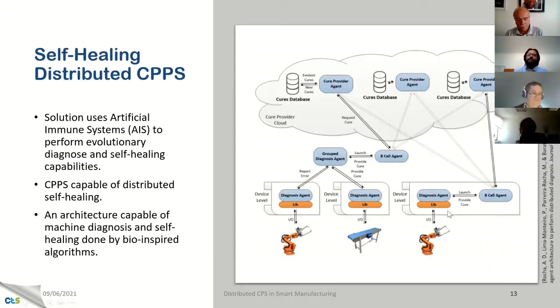But in this case, since we were making some experiments, and in order to reduce the complexity of the system, basically we have what we call diagnosis agents that are always checking if the execution is going well, and if the execution is not going according to what is expected, we will call the artificial immune system algorithm to generate B cells that can be possible cures to the problem that the system is facing.